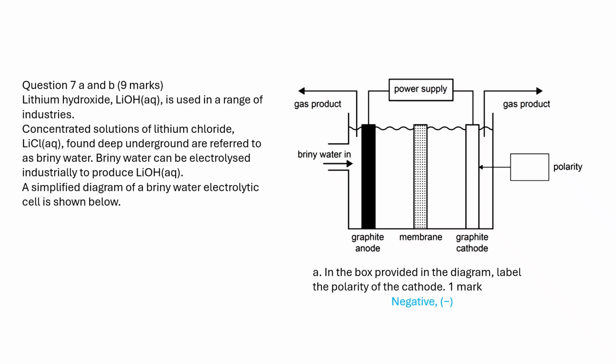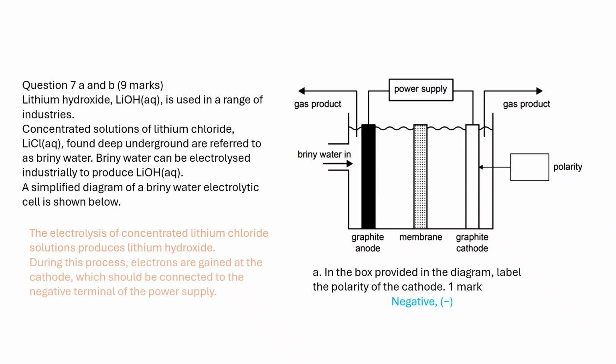The electrolysis of concentrated lithium chloride solutions produces lithium hydroxide. During this process, electrons are gained at the cathode, which should be connected to the negative terminal of the power supply.